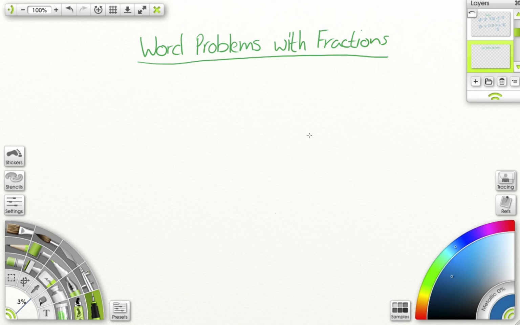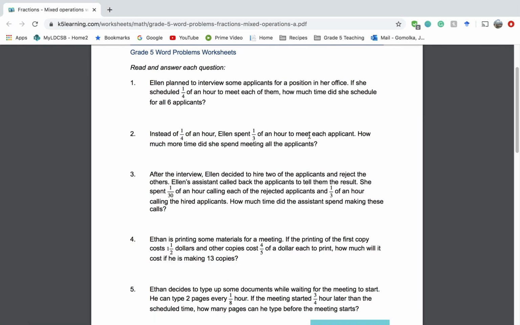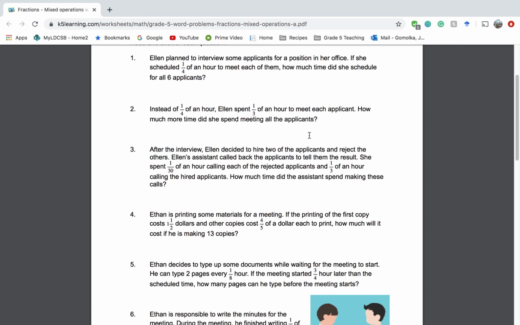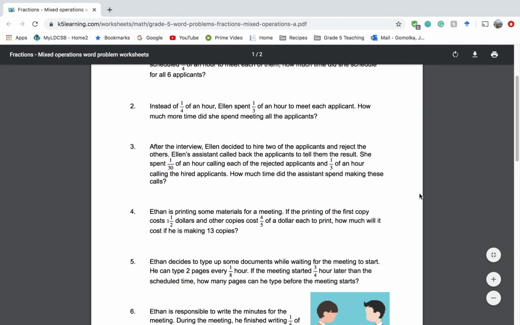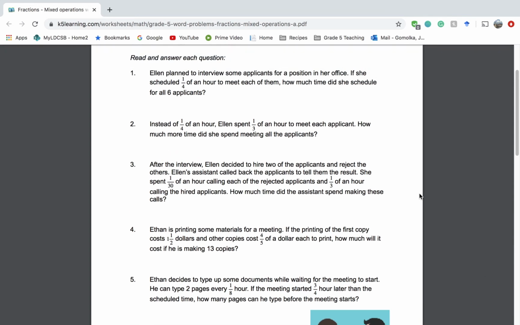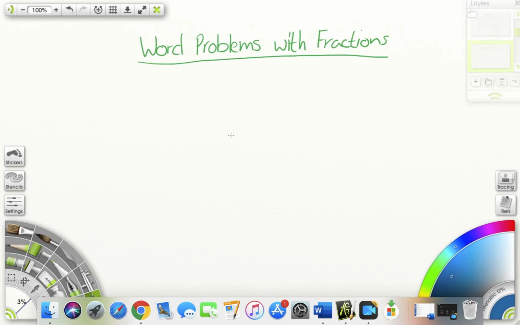So I have word problems on a separate sheet. So here is the sheet. So number 1 is, go away. All right. Ellen planned to interview some applicants for a position in her office. If she scheduled a quarter of an hour to meet each of them, how many times did she schedule for all 6 applicants? So here are the numbers that I need, 1/4 and 6.